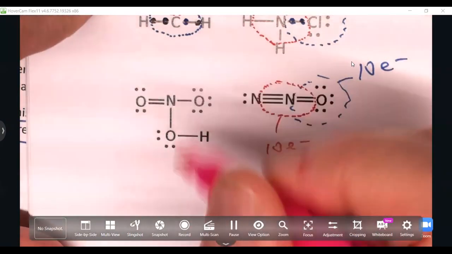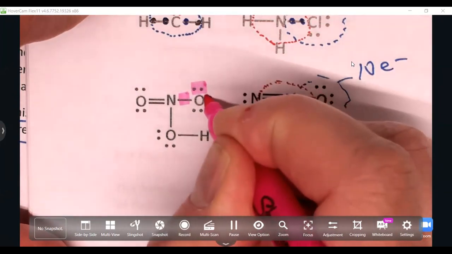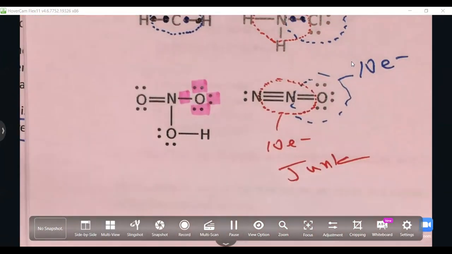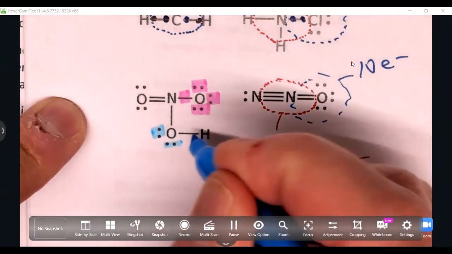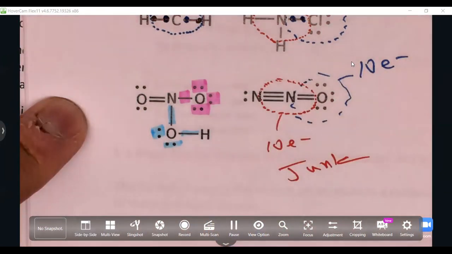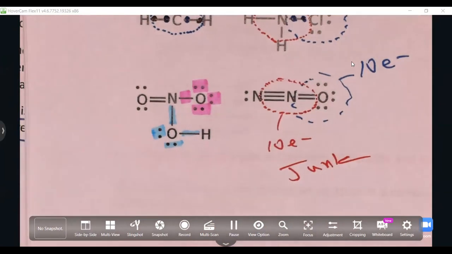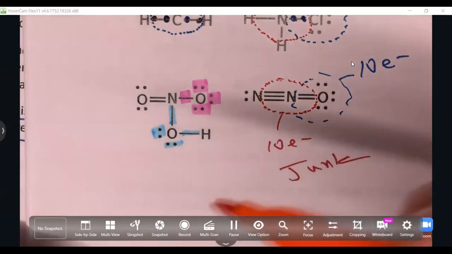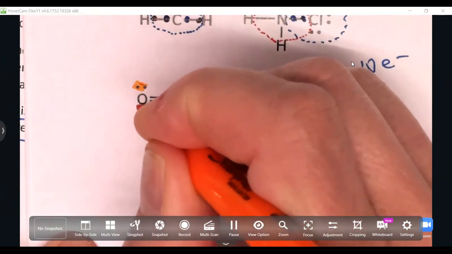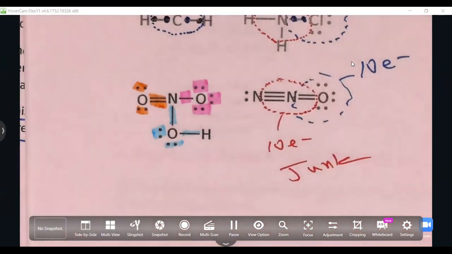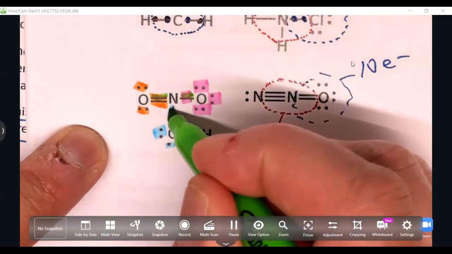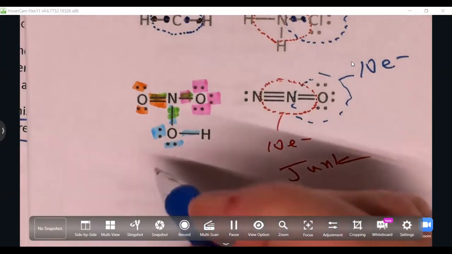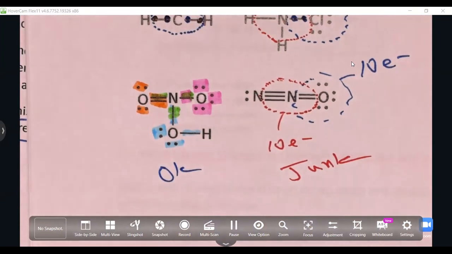Let me try the highlighter. So here's 2, 4. There's 8 for that oxygen. That's all good. There is 2, 4, 6, 8 for that oxygen. That's good. This oxygen here, 2, 4, 6, 8. That's good. That oxygen's happy. And then this middle nitrogen has 4 here. 2, 4. Everything looks good on that one. All right.